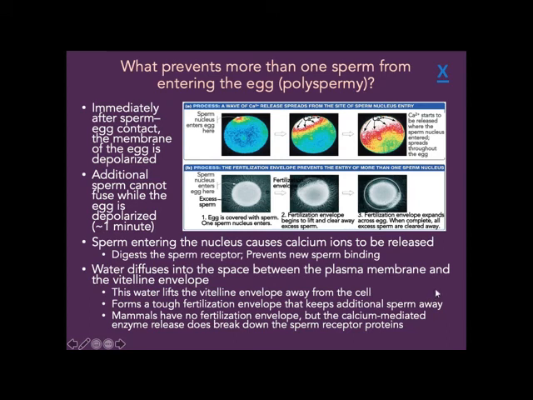So this would be something that you have in a sea urchin. You do not have this exact mechanism in mammals, but we do have that calcium-mediated enzyme release, which does break down the sperm receptor protein so that you can't have a second sperm fertilize the egg after the first one has.